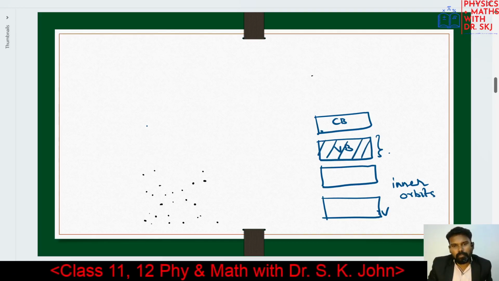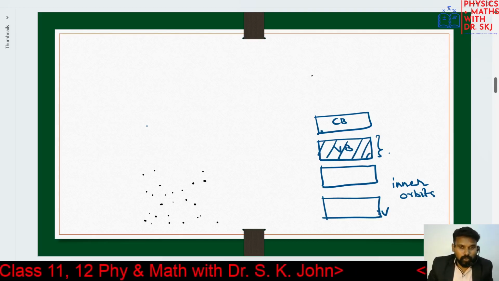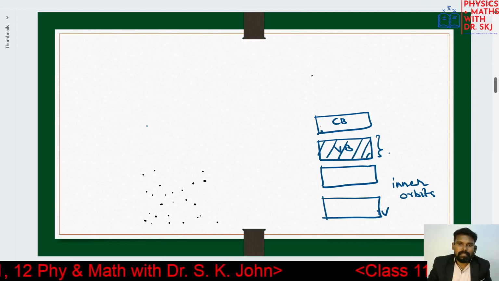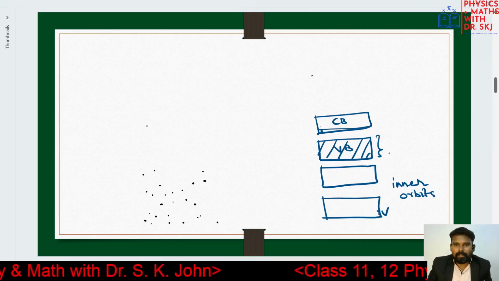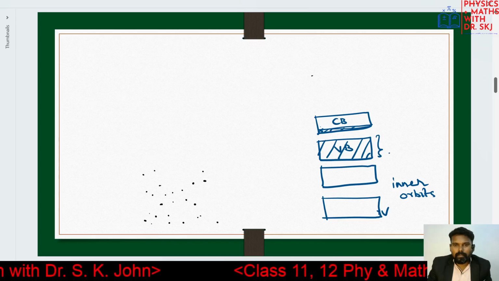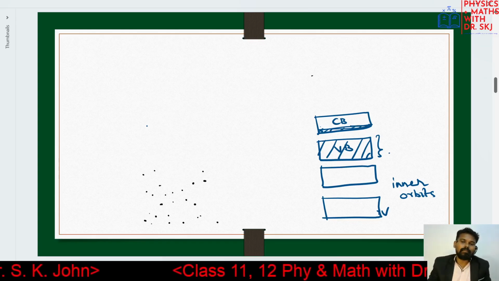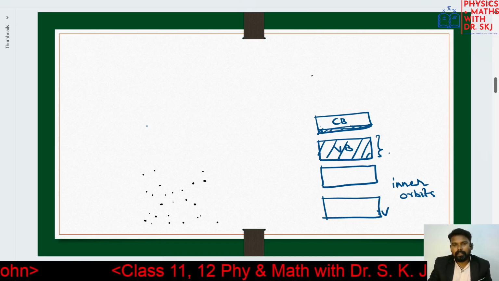This is the most occupied band in a crystal, and this is the least occupied. Sometimes there will be some electrons here, and it can be empty also. The conduction band can be empty also.